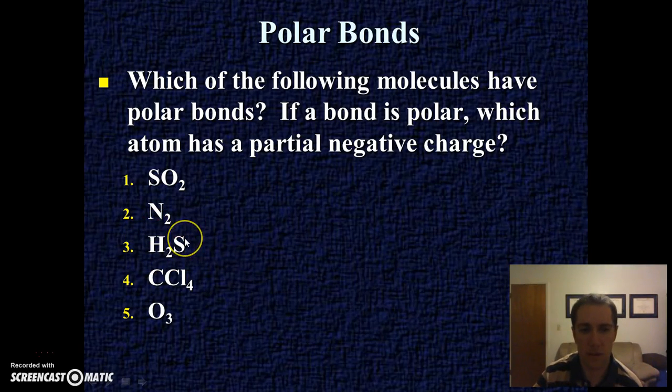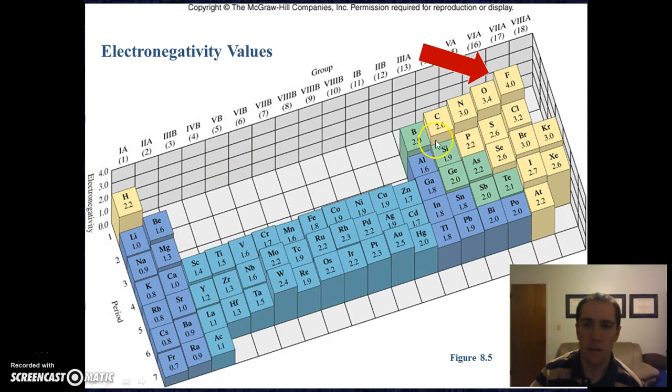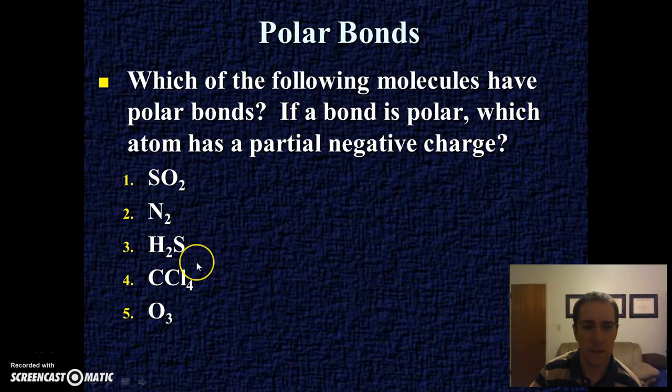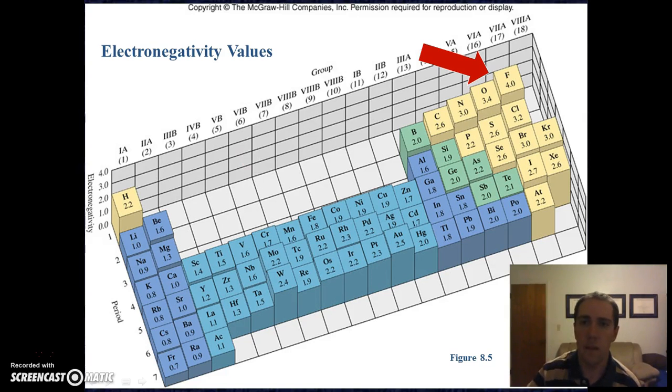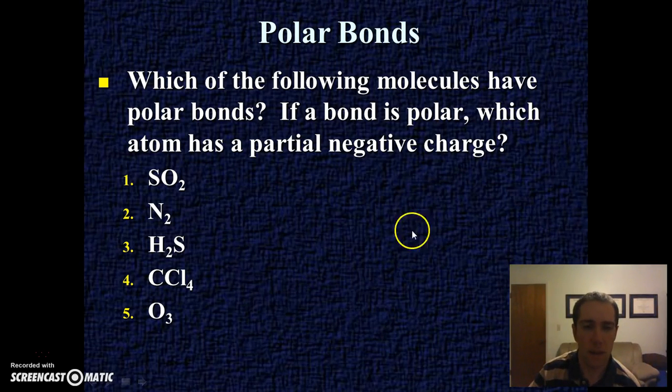Here is H2S. We go back. Sulfur is 2.6. Hydrogen is 2.2. Sulfur is higher. Sulfur is partial negative. With CCl4, here's carbon 2.6. Chlorine 3.2. Chlorine is partial negative. And then O3, just like with N2, this is a non-polar covalent bond. There are no partial positives, there are no partial negatives.